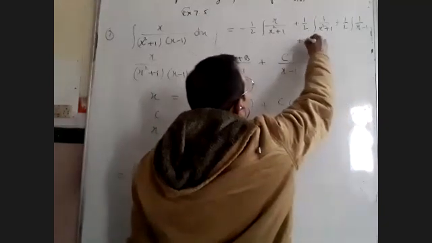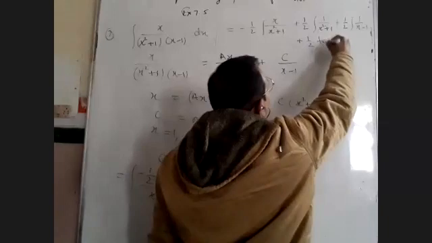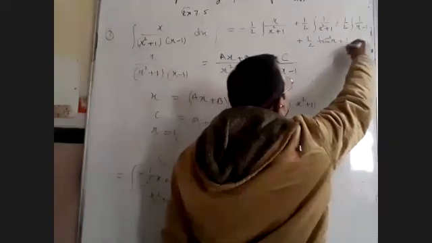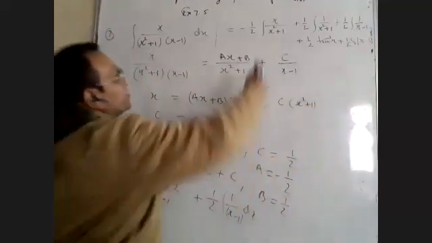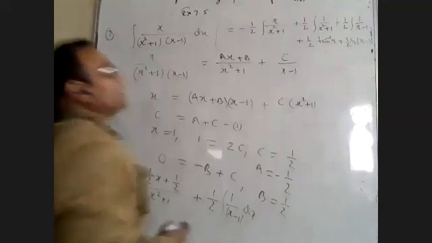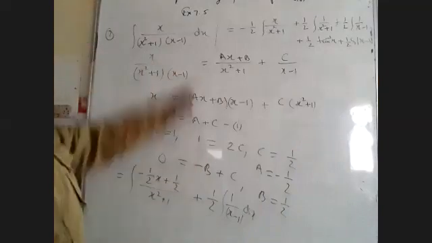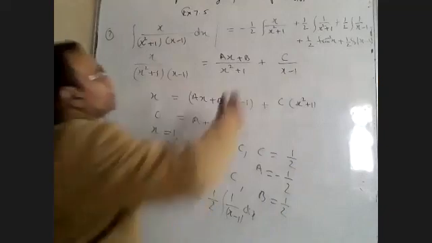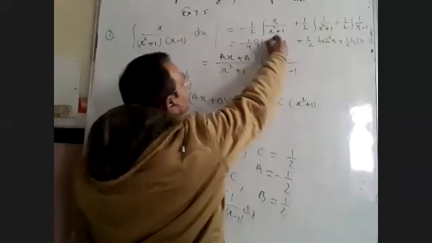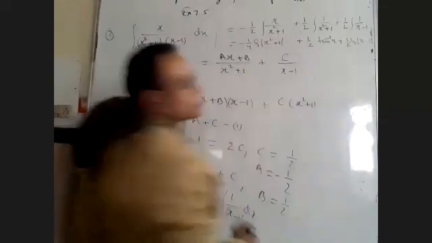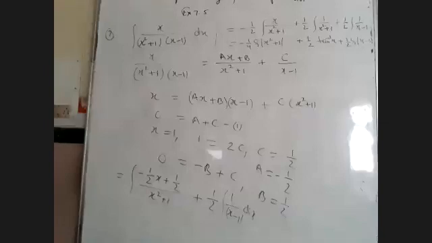1 upon 2, x square plus 1, it is an integration of tan inverse x, right? We easily know its integration. Tan inverse x, and this one becomes 1 upon 2 log x minus 1. What about this one? Just assume x square plus 1 as t, then we get 2x, but x is available, so you will divide by 2, so minus 1/4 log x square plus 1. So this integration is completed: minus 1/4 log x square plus 1, plus 1/2 tan inverse x, plus 1/2 log x minus 1.